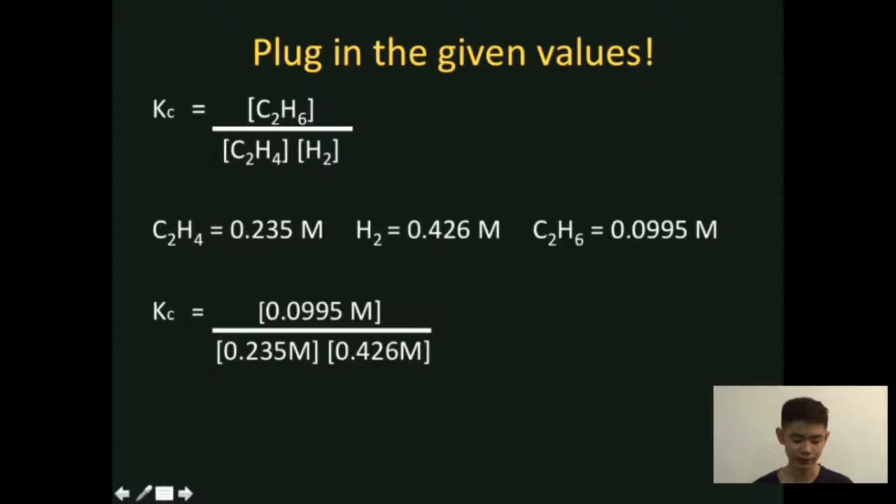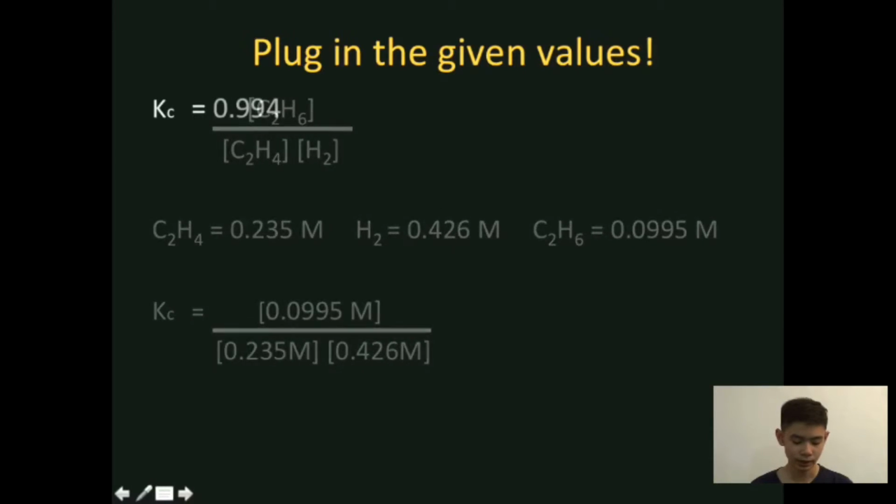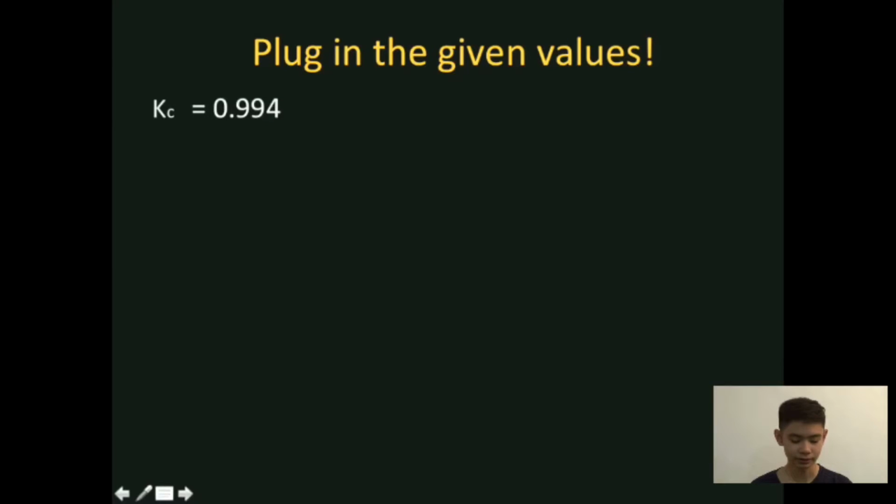Now, we just have to plug in the given values. These values are the ones given at the start of the problem. Because we're dealing with concentration, remember that the values have to be in terms of their molarity. So we plug in the values in the equation with the molarity of ethane on top and the product of the molarities of ethene and hydrogen gas at the bottom. Plugging in these values will result in an answer of 0.994.